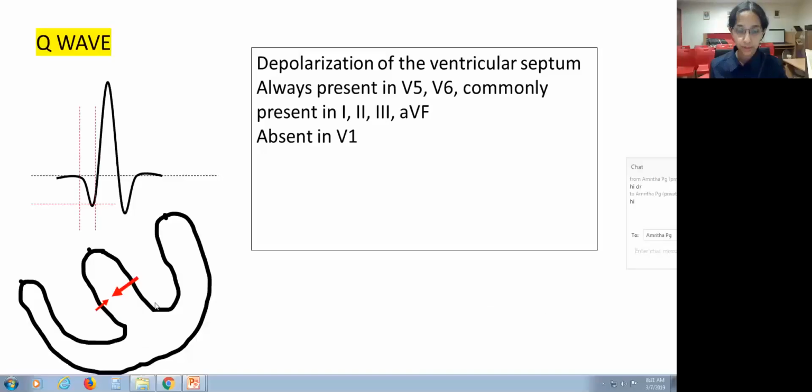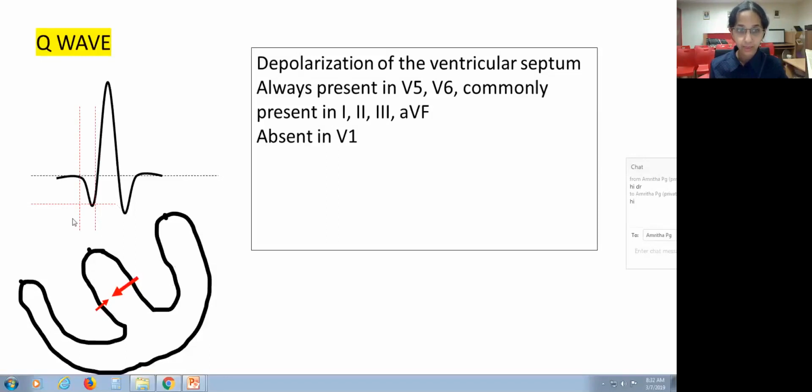From the endocardium to the epicardial area, you have multiple vectors happening in the IVS. However, the dominant vector is from the left side to the right side. And hence, you see these Q waves as negative waves dominant in leads V5, V6, where they are always present in a normal heart, and they might also be present in leads 1, 2, 3 and AVF.